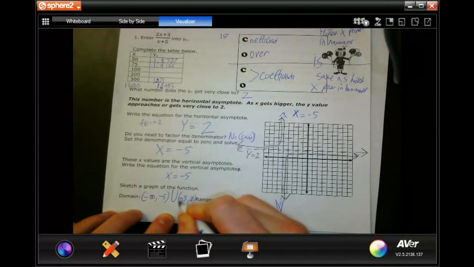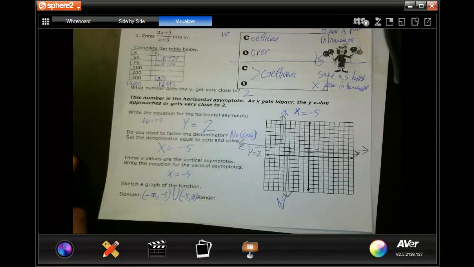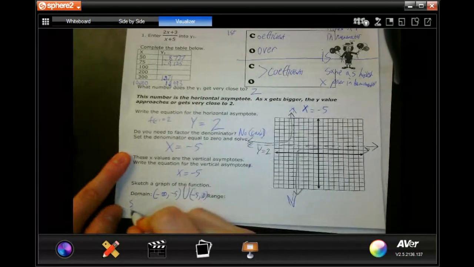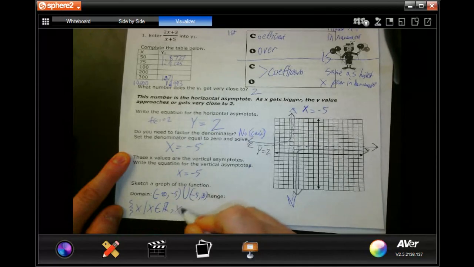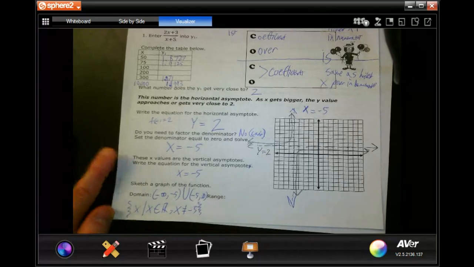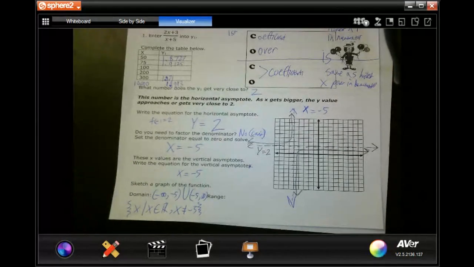And goes to infinity. Good. Now the set notation, let me quickly jot that down because you need to recognize that and be able to write it. The set of all x such that x is an element of the real numbers, comma, x cannot equal negative 5. Okay, that's the break in the domain there.